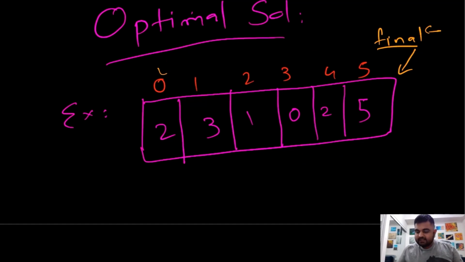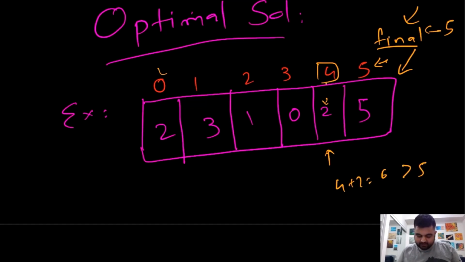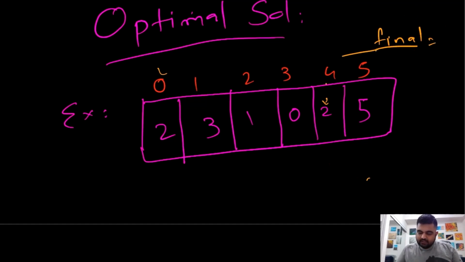Initially the final is at this 5th position, now we are at this 2nd position. So all we need to do is check whether our current index plus the current value is greater than whatever final we have. Currently the final we have is this 5. The sum of these two values, 4 plus 2, is equal to 6, which is greater than 5, which means that we can update the value of our final. So now this becomes our new final, and we basically don't care about this value anymore.